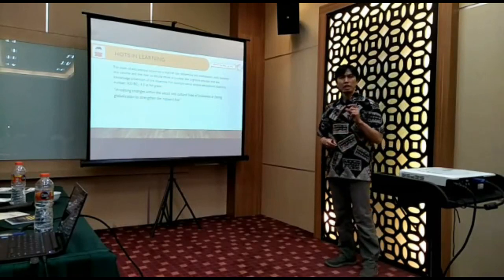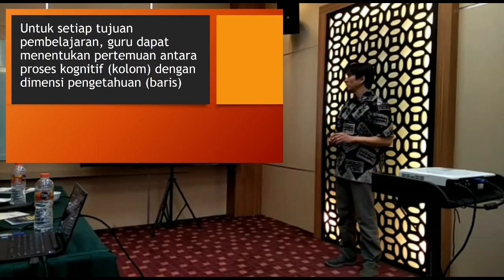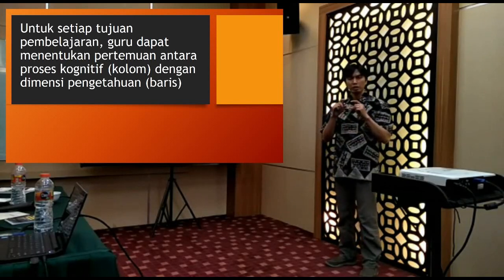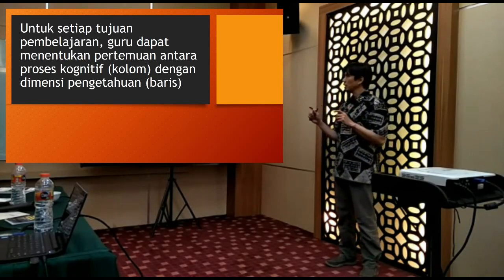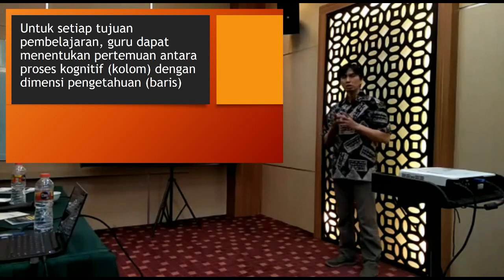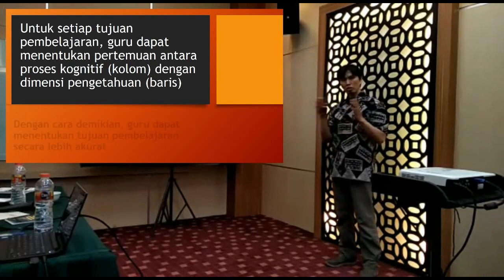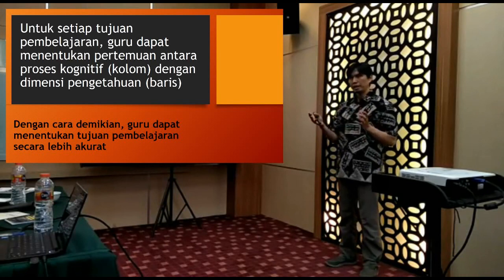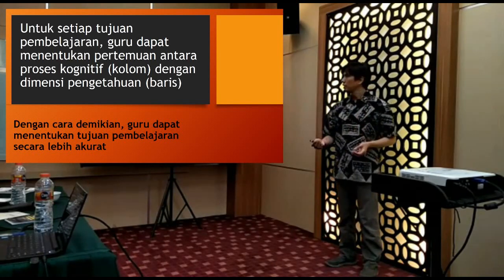So, for each educational objective, a teacher can determine the intersection, the cell between the cognitive processes in the column with the dimension of the knowledge dimension in the row. So they can determine the learning objectives more accurately.